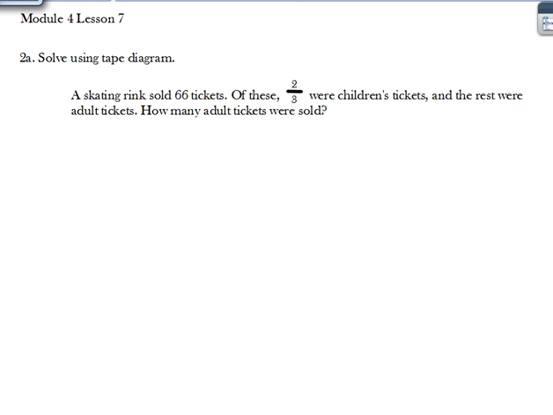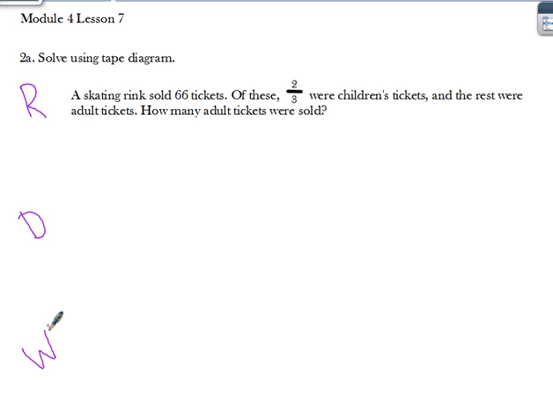Here is Module 4, Lesson 7, Homework Problem 2A. It's asking me to solve this word problem using a tape diagram. I'm going to first start with my RDW strategy that I use for all word problems. RDW stands for read, draw, and write.